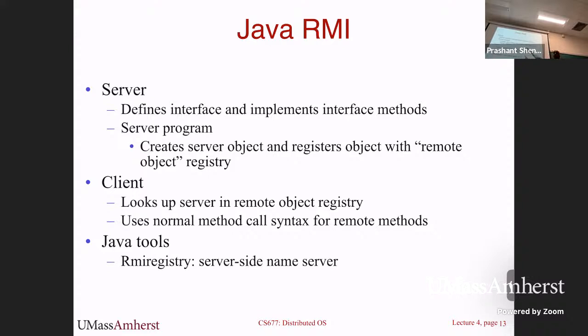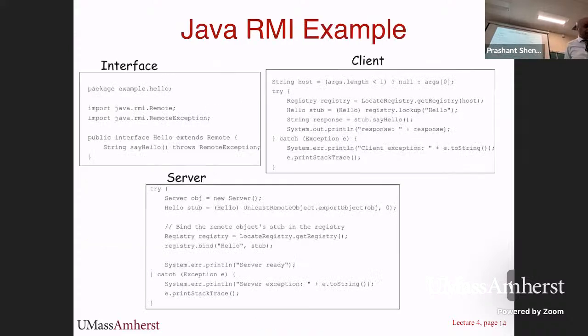program is going to create the server object, and it has to register it with the binder, which we will call the remote object registry. It's called RMI registry. The client has to look up the server in the remote object registry, and then it is going to use normal call syntax to make the remote object call. And as I said, RMI registry is the server side name server. Okay. Here is some code.